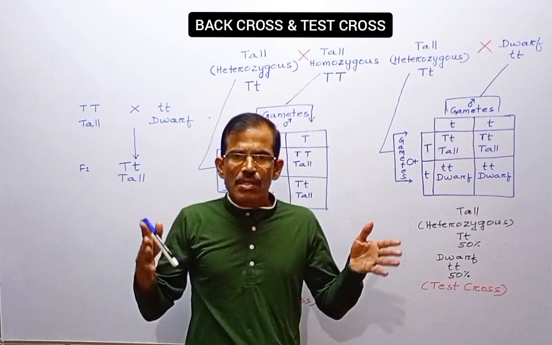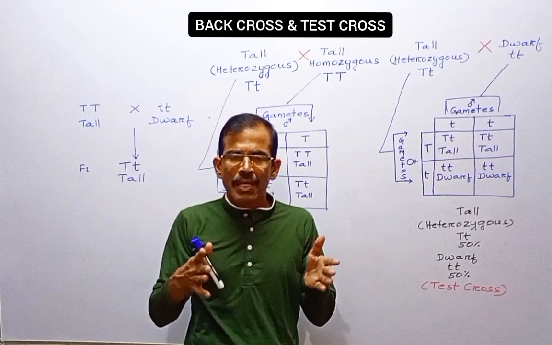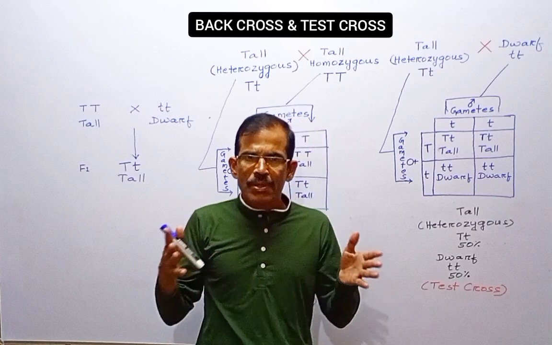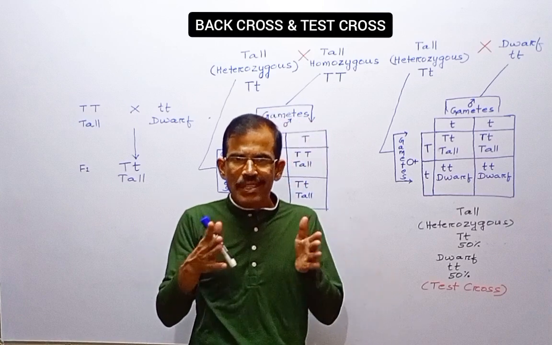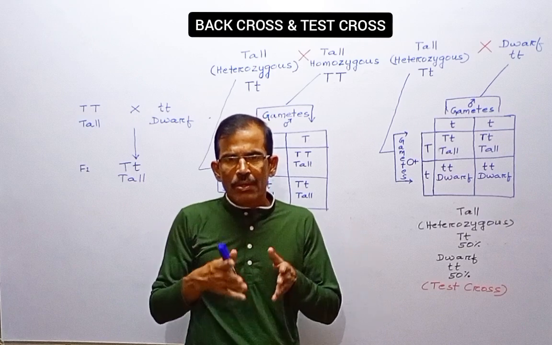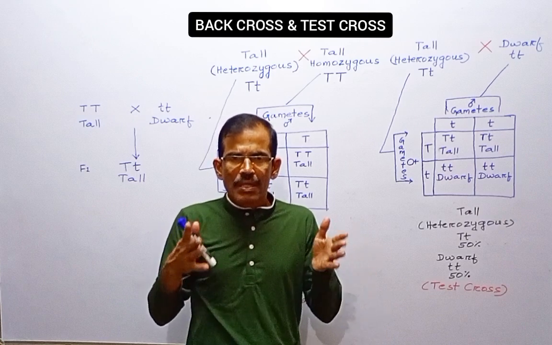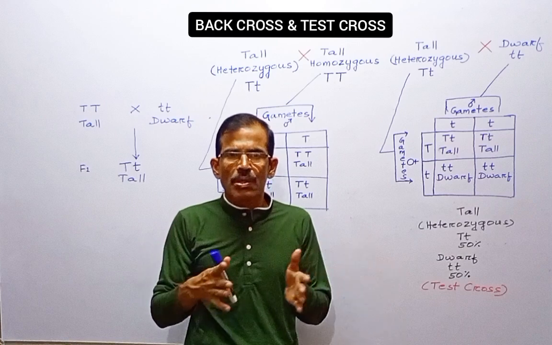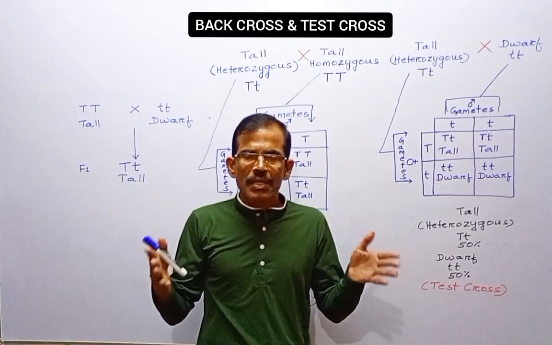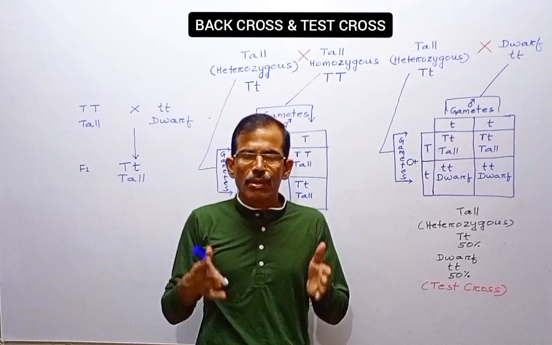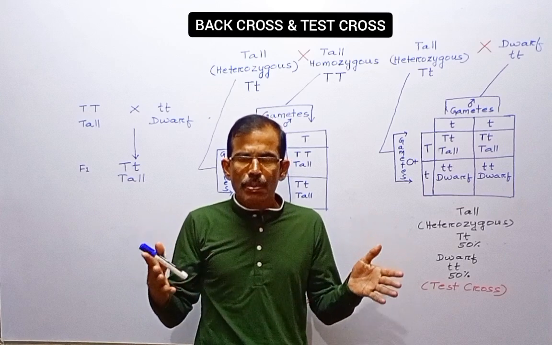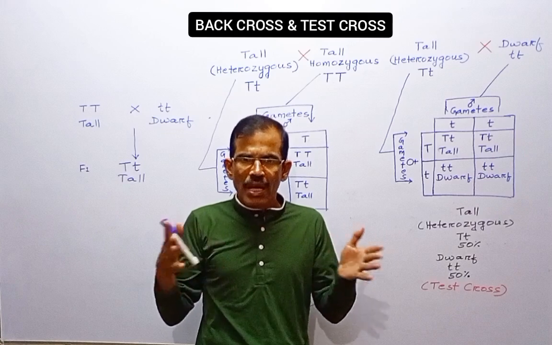Test cross is usually performed between an individual of unknown genotype and another individual with a homozygous recessive genotype for the trait in question. Thus, a test cross tests or reveals the genotype of the first individual. For example, there is a tall pea plant with no information about its parent. The plant could be homozygous or heterozygous.